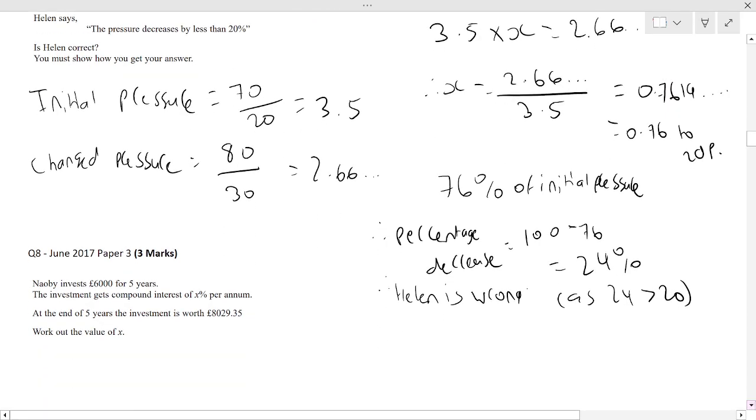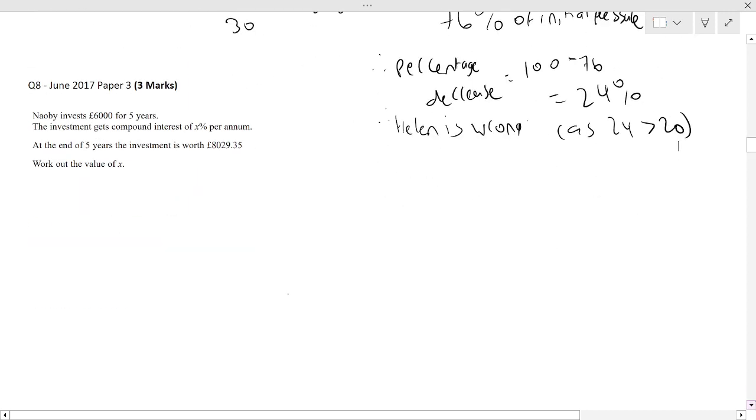But yeah. Okay, so question 8. It's a compound interest question. I spot that because it says compound interest. So she said Niobe invests 6,000 for 5 years, and this investment gives a compound interest of x% per annum. First of all, you should know annum means per year, and the way compound interest works is you add a certain percentage on every year. We'll see how that works in a minute. Then at the end of 5 years, it's worth this amount here. So those are the things to bear in mind.